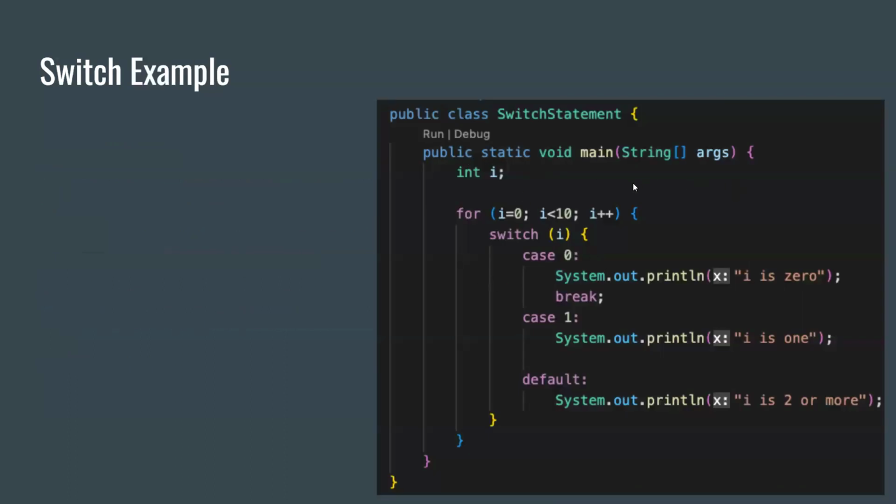Here's an example. We have an i, and we have a for loop that changes i from 0 through 9. If i matches 0, it's just going to print out that i is 0. If i matches 1, it's going to print out i is 1. Otherwise, if none of these cases match, the default case will run.